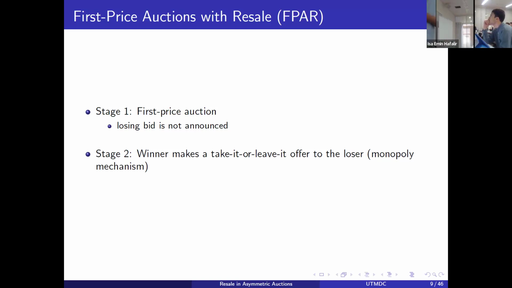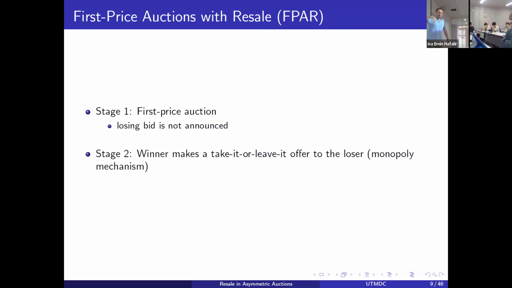So what is the game here? The game has two stages. In the first stage, these two bidders compete in a first price auction, and we assume that the losing bid is not announced. We also show in the paper that when the losing bid is announced, there exists no monotone equilibrium.